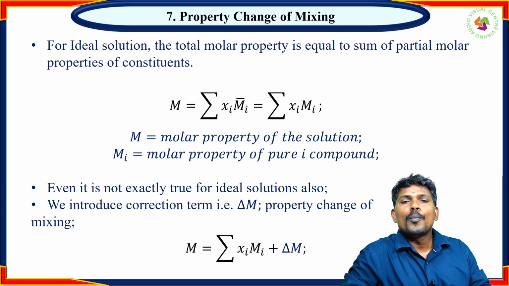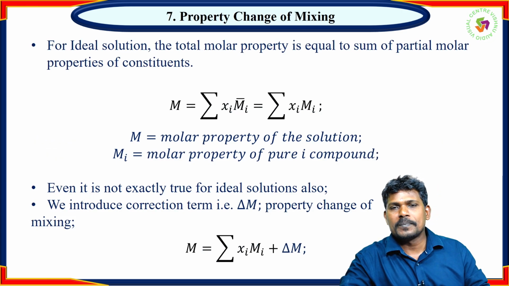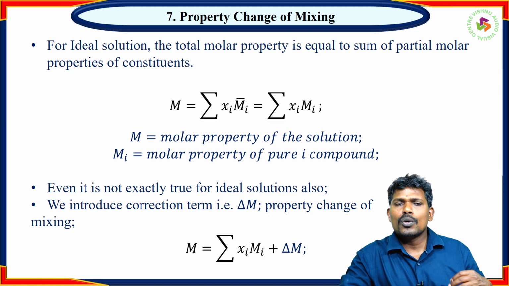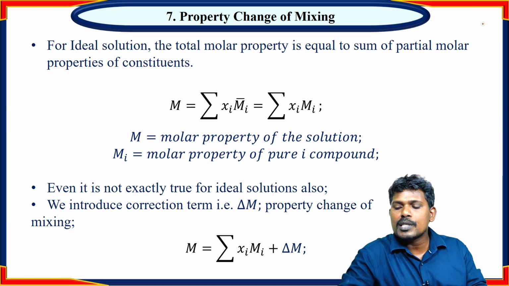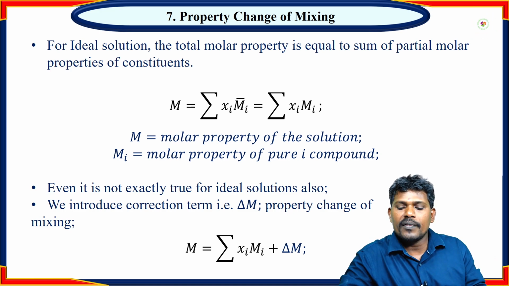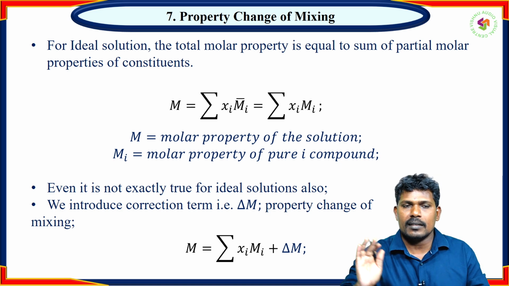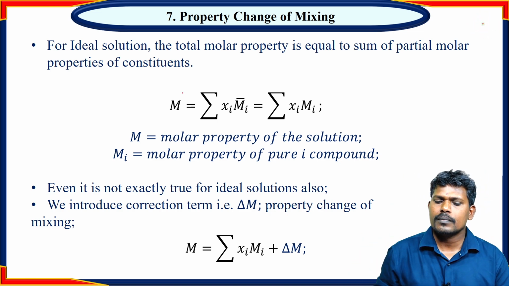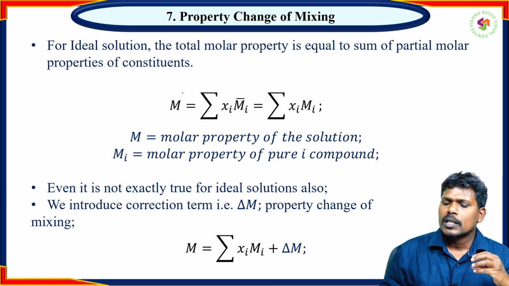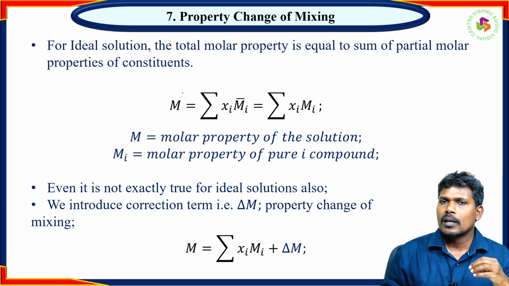Next one is the property change of mixing. What is the meaning of this? Property change of mixing: for an ideal solution, the total molar property is equal to the sum of partial molar properties of a constant. We have already seen that. This is okay, for an ideal solution. So what is the meaning of the property change of mixing?